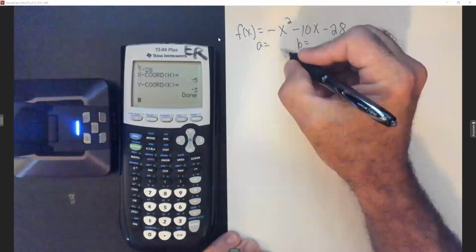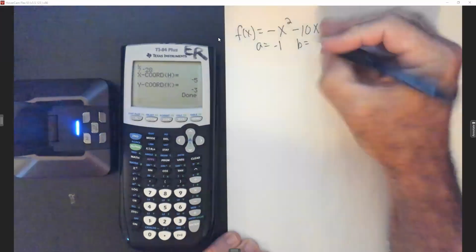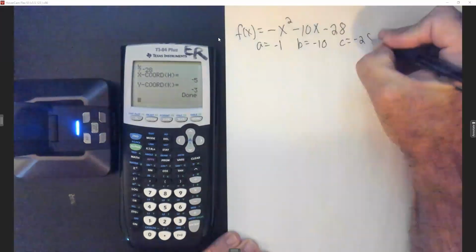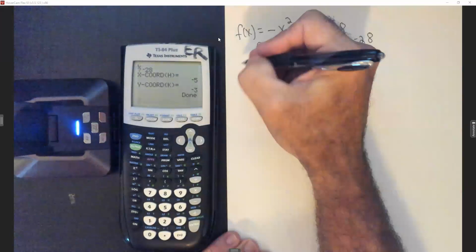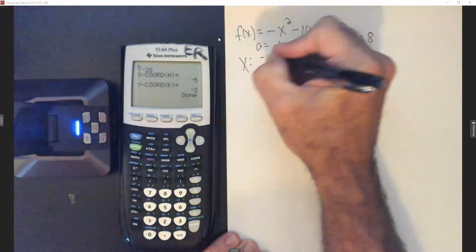So A was negative 1, B was negative 10, C was negative 28. So I'm going to get my x value first, negative B over 2A.